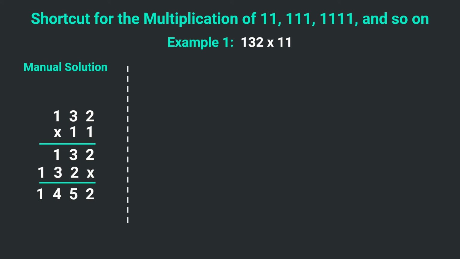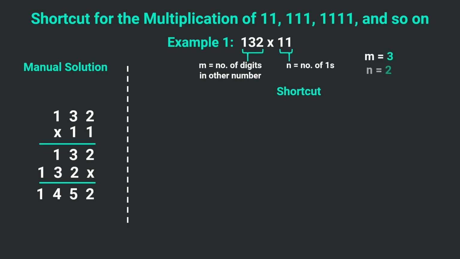But what if we try to solve it through our shortcut? Before the shortcut, we have to consider the number of digits for the steps that we will be following. Let m be the number of digits in the other number that has to be multiplied with 11 or 111, and n be the number of ones in the number with a series of 1. In this example, we have m equals 3 and n equals 2. We will be using the values of m and n in our shortcut.